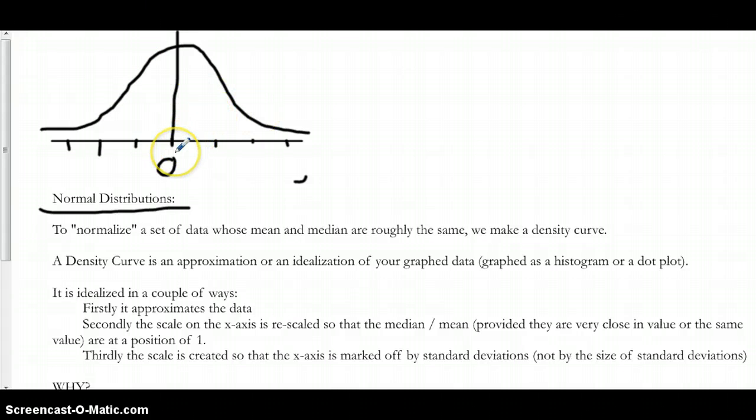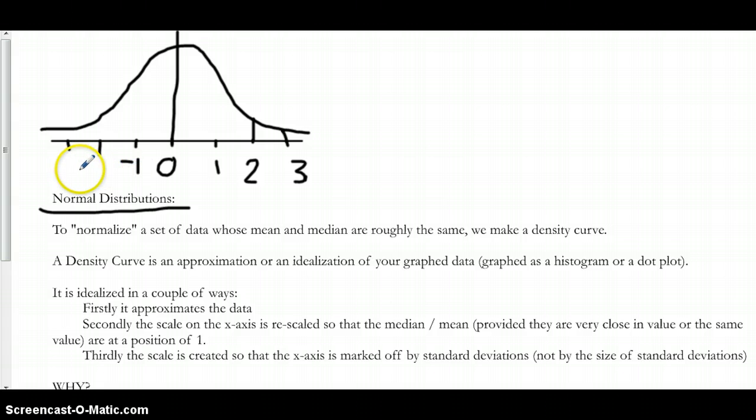So I'm going to call that 0. That's a z-score of 0. So what I'm doing is I'm relabeling the x-axis with z-scores. 1, 2, 3. So this means I'm 1 standard deviation away. At this point on the curve, I would be 2 standard deviations away. At this point on the curve, I would be 3 standard deviations away. Similarly for the negative side.